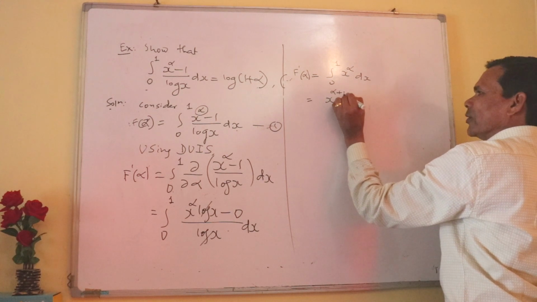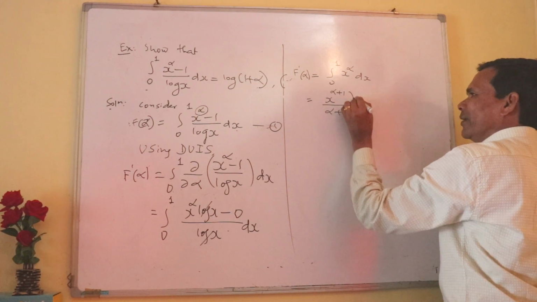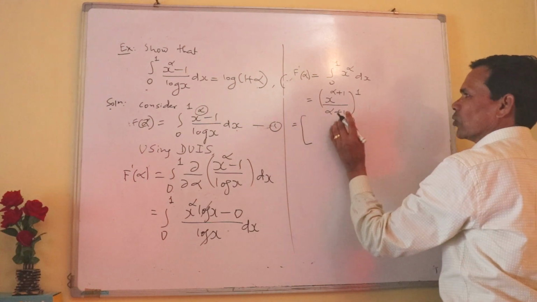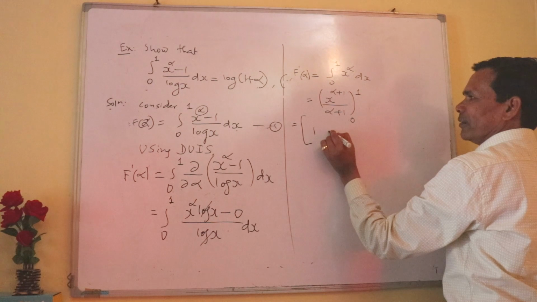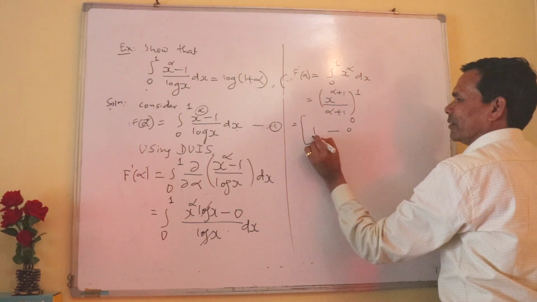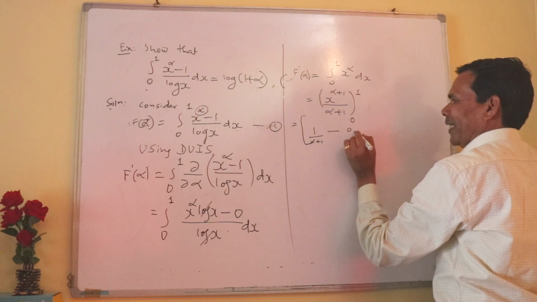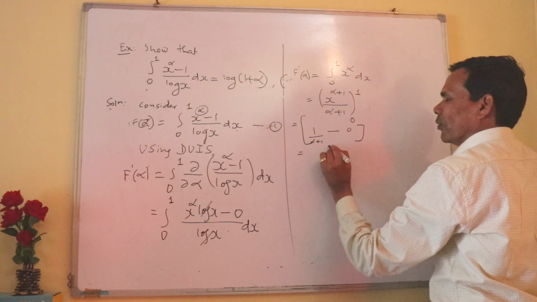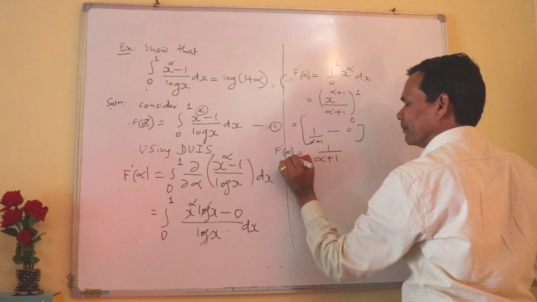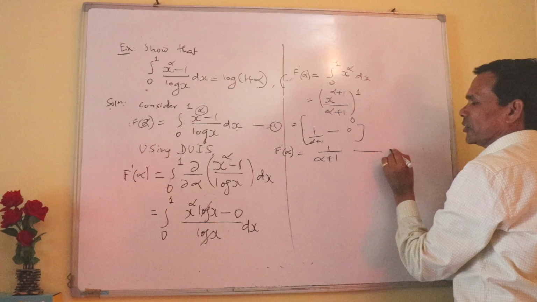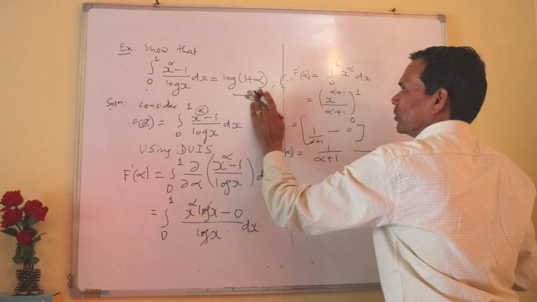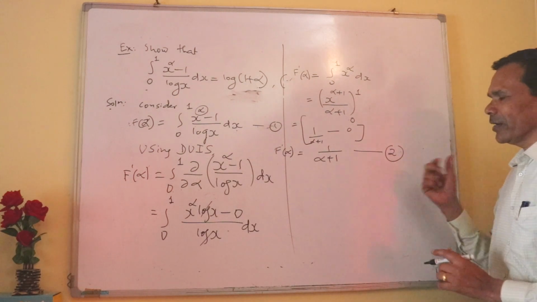x raised to alpha plus 1 divided by alpha plus 1. The integration limits are 0 to 1, upper limit minus lower limit. So it is 1 raised to alpha plus 1 minus 0 divided by alpha plus 1. So it is 1 upon alpha plus 1. This is F dash alpha. I call this equation 2, and the original integral is equation 1, which is already designated.